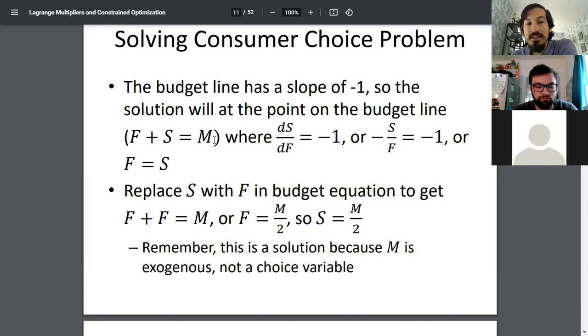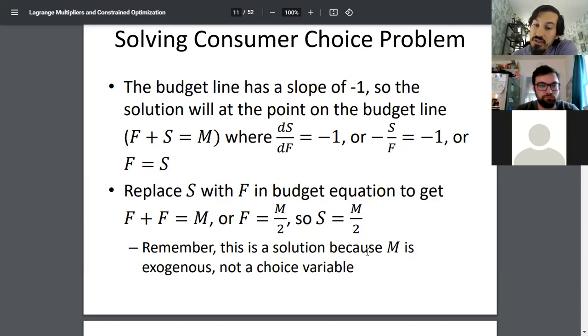So instead of f plus s equals m, I get f plus f equals m, or f equals m over 2, or s equals m over 2. In other words, I split my money exactly halfway. Half of my money I'll spend on food, the other half I'll spend on shelter.